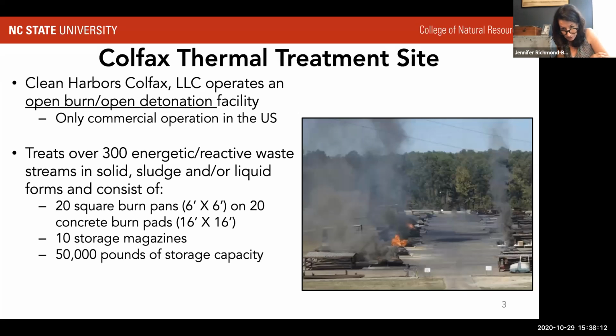But basically what they do is they take waste, and you can see in this picture on the right, an image of this facility. If we focus on the front, you can see a pan that's not in use. They have these concrete burn pads, and then there's a metal plate on top of that. And they literally pile the waste onto this plate, douse it with gasoline, light it on fire, and detonate it. And they store about 50,000 pounds of waste on site during that time.